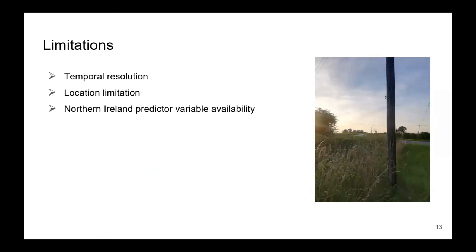Yes, just some limitations. Again, the temporal resolution: the passive samplers would be a limitation. We know ozone follows cycles, and the passive sampler will just give you an average value. The location limitation: while the spatial coverage function did give us exact points, we were limited to telephone poles that we could safely access from the road. And for Northern Ireland, unfortunately, we won't be able to map it because some of the predictive variables just weren't available in the same form there.